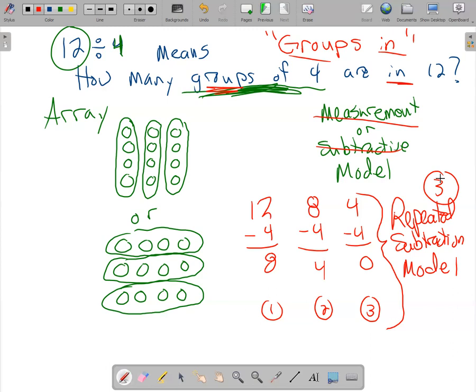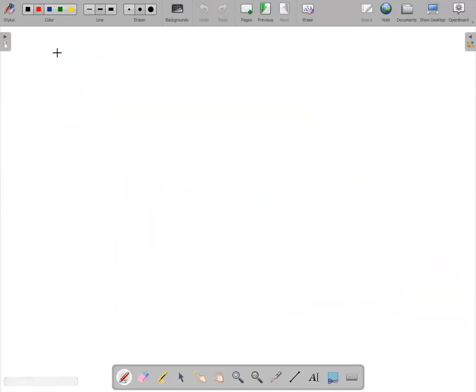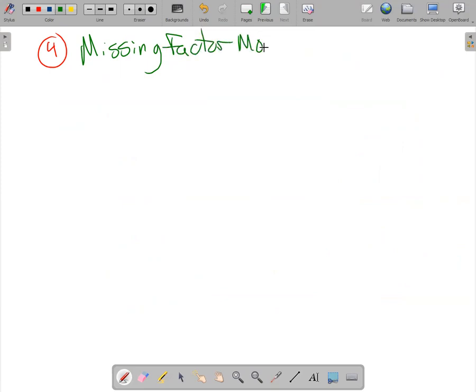The groups in method feels more like addition than it does subtraction. Yeah, we're adding up 4s till we get 12. And we had that idea with subtraction, like what do I add to subtract? So there is definitely that relationship, for sure. Another model is called, we'll call this a fourth model, the missing factor model. Or we could say the what do I multiply by model.